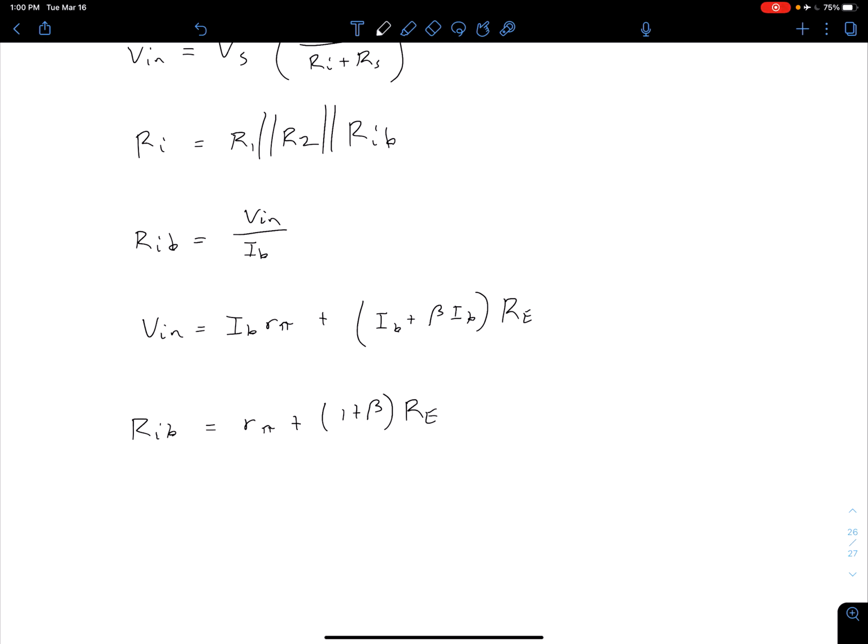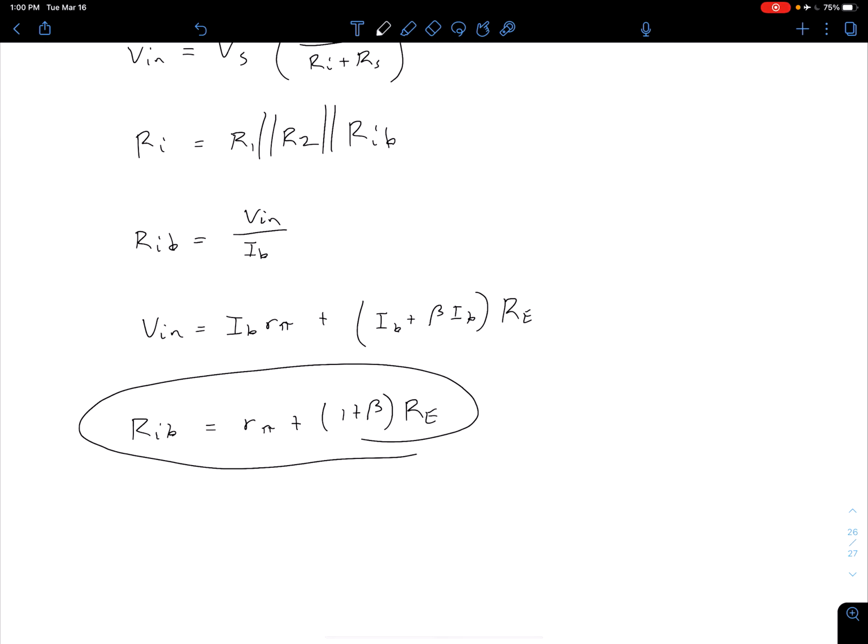Keep in mind, this is our resistance looking into the base of our BJT in this configuration. This is used a fair amount in some other configurations, enough that we call this our resistance reflection rule. Basically, our resistance at the emitter terminal is being reflected across to the base, and we can see it is increased by a factor of 1 plus beta.